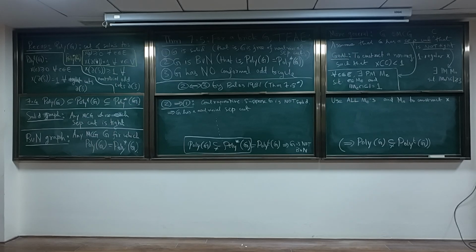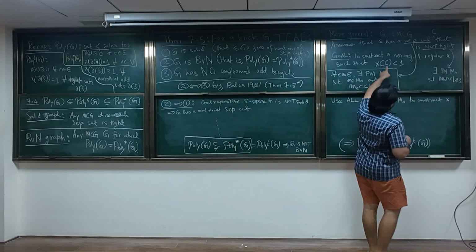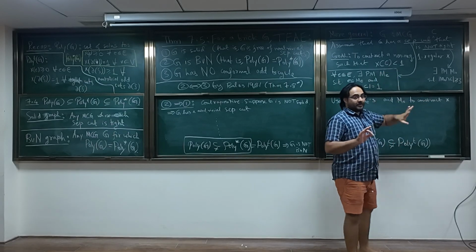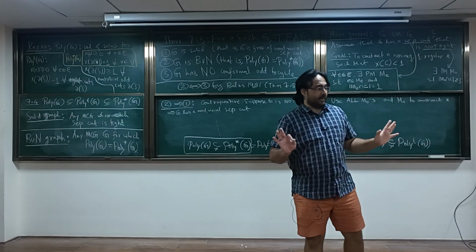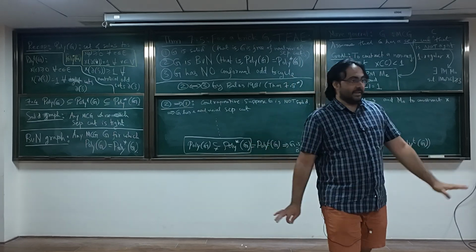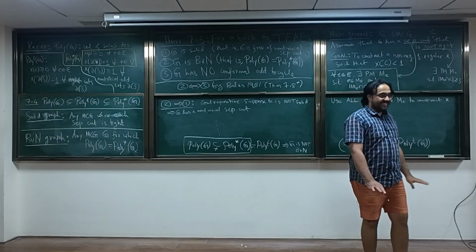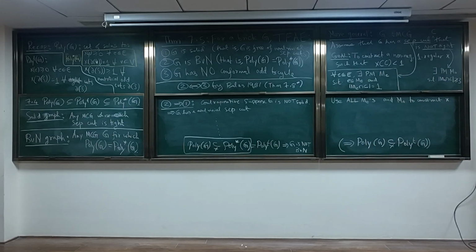Note that you can't take a convex combination of perfect matchings. You shouldn't take a convex combination of perfect matchings. That will not work, because that will be in the polytope by definition. Therefore, it will not satisfy x(C) less than 1. So, you have to do something that is not convex.